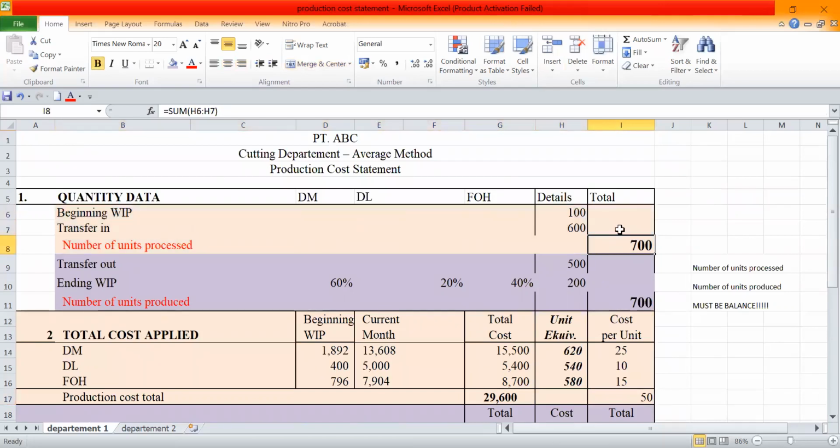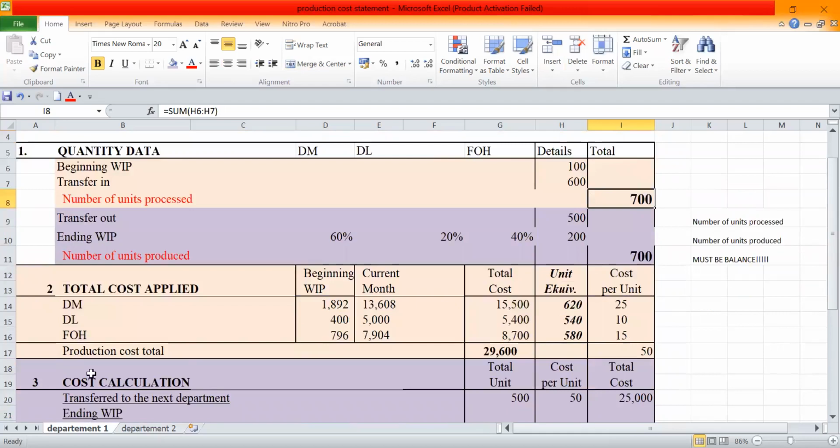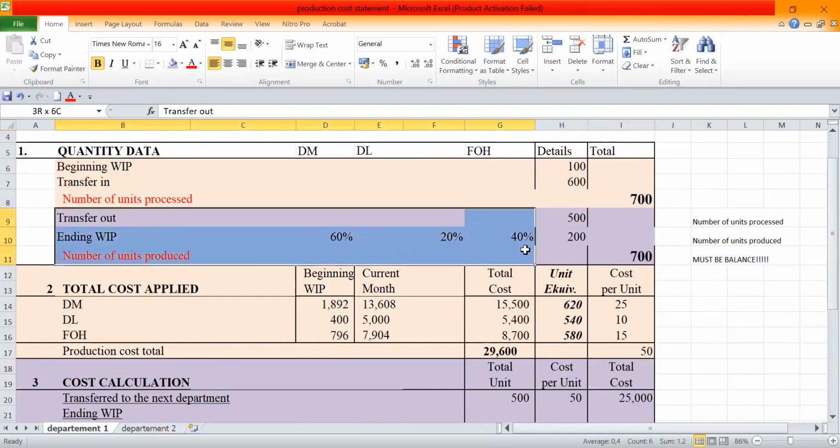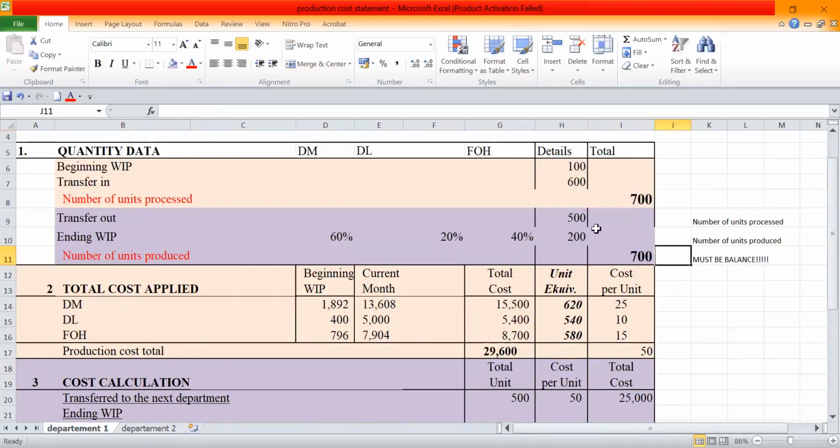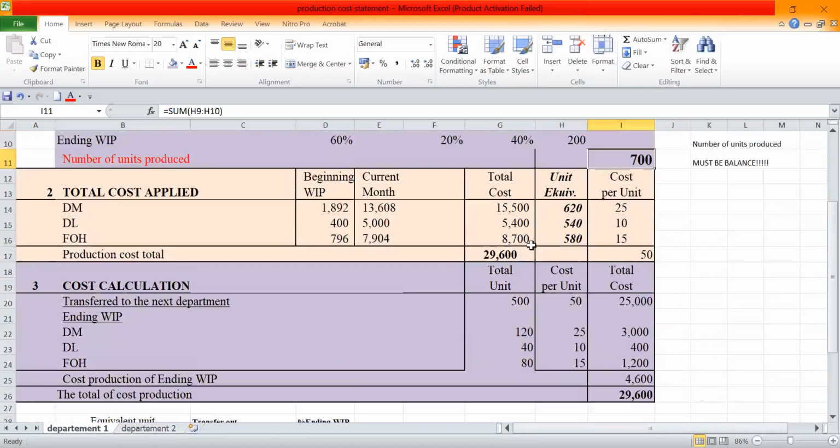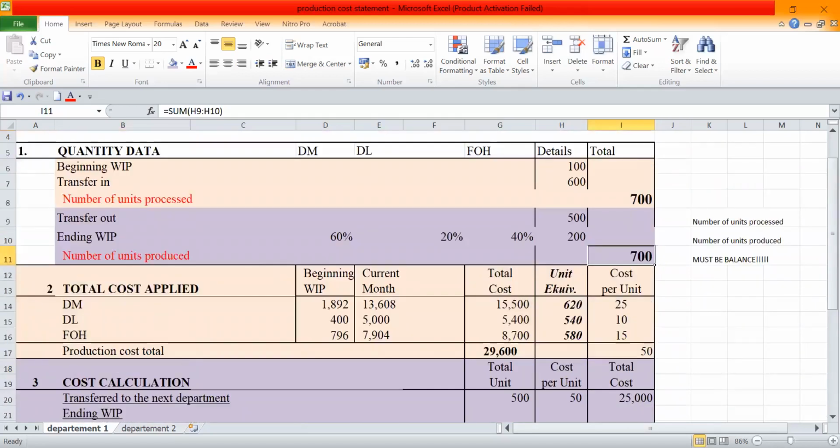So now let's continue with the third part about the cost calculation, the rupiah or the dollar amount of this purple area: the rupiah of the transfer out unit, the rupiah of the ending work in process unit, and the rupiah of the total number of units produced. Okay, so we got the information that the unit that will be transferred to the next department, which is the assembly department, is 500, right?